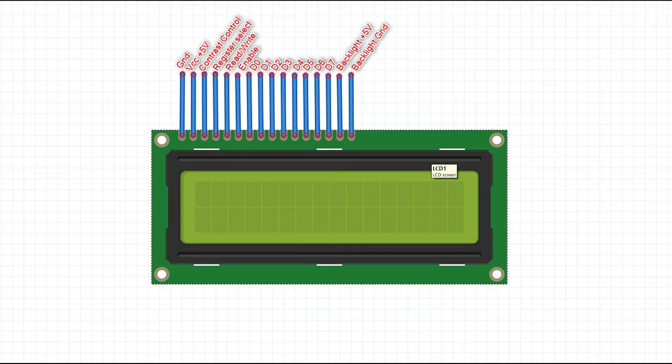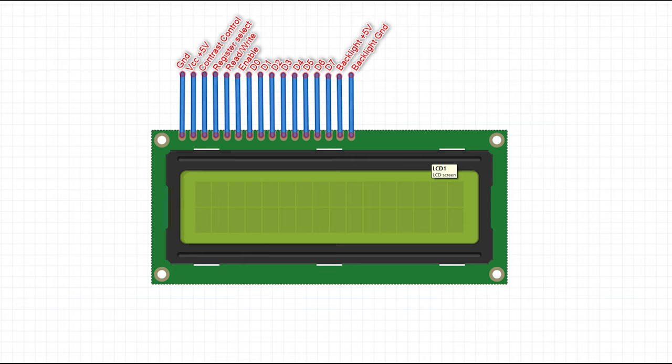The fourth pin is for the register select pin. 0 is for data mode and 1 is for command mode. This pin usually toggles between 0 and 1, and is connected to the microcontroller. And the next is the read or write pin. Here we are writing the data to the LCD, so we'll be just grounding this pin.